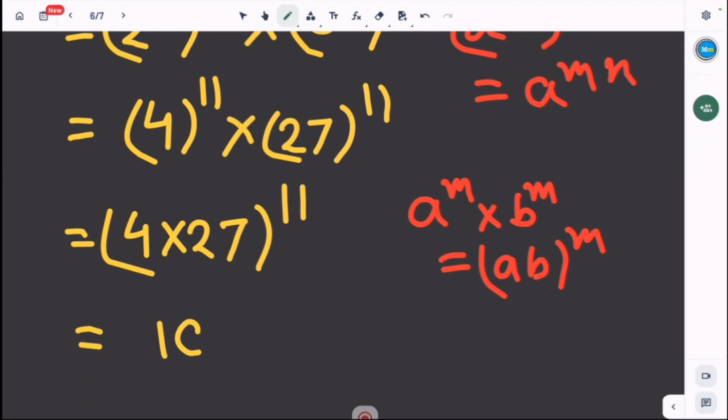will be 108 whole to the power 11. So, this is the answer, guys.